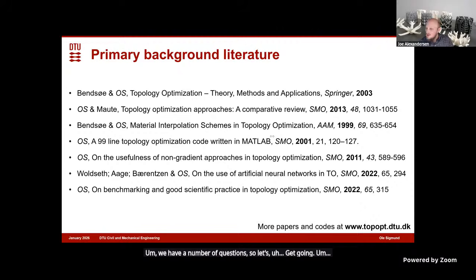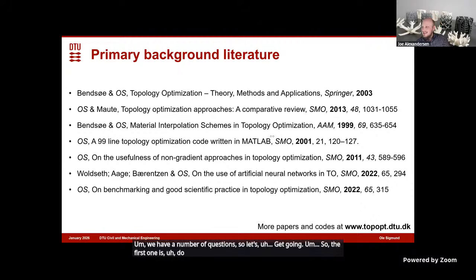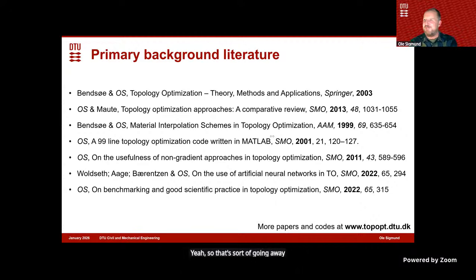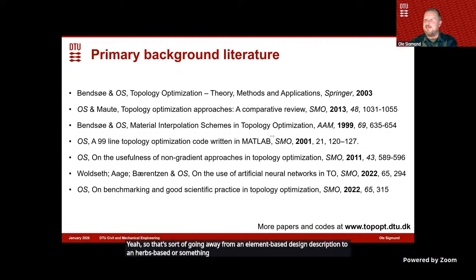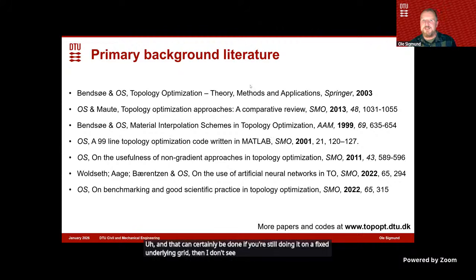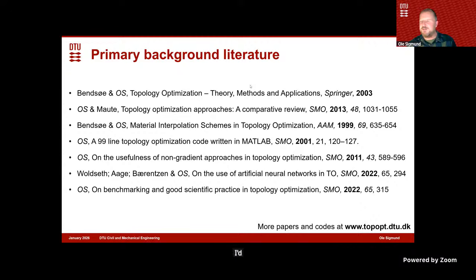So the first one is, do you have any take on using NURBS or BREP interpolation on the interfaces between the 0-1 densities? Yeah, so that's going away from an element-based design description to a NURBS-based one. That can certainly be done if you're still doing it on a fixed underlying grid. Then I don't see the big advantage. I'd rather do various filtering schemes and in that way control things.